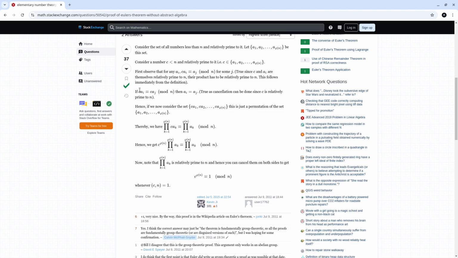So what we're trying to do is prove that a sub i is equal to a sub j. So how is that actually done? There are two ways you can think about this. The easiest way is that the cancellation can be done since c is relatively prime to n. By definition, c has to be relatively prime to n because it's inside of the set, and everything inside of the set is relatively prime to n. So an inverse exists, reduced modulo n, of course.